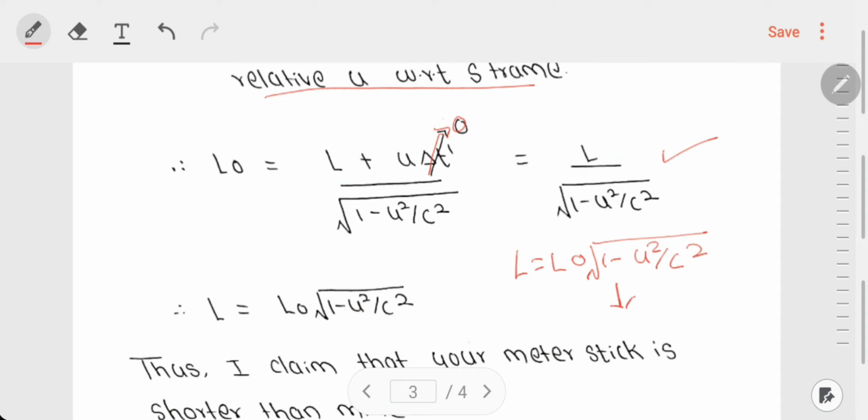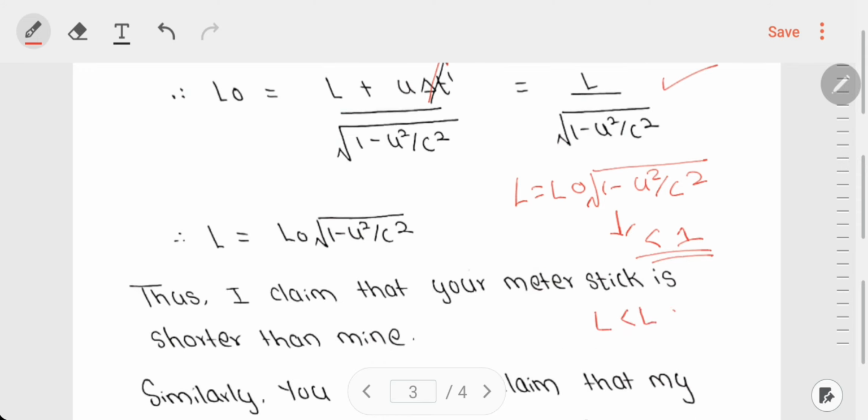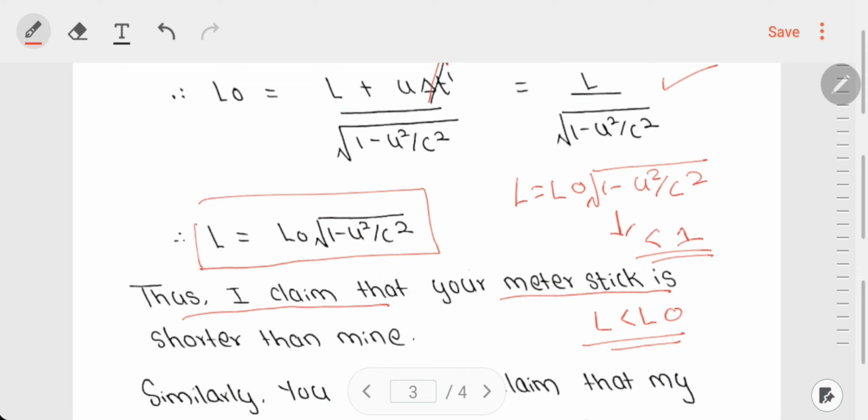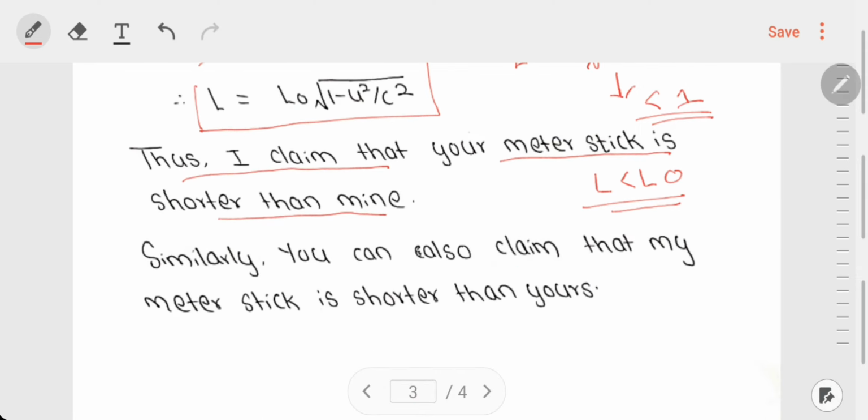Now this factor under root 1 minus u square by c square is lesser than 1, and therefore we have L is less than L naught. So this is the shortening of the length for your stick as I observe. Thus, I claim that your meter stick when you board the train is shorter than mine. Similarly, you can also stand on the platform and I can board the train, and at that time you can claim that my meter stick is shorter than yours.